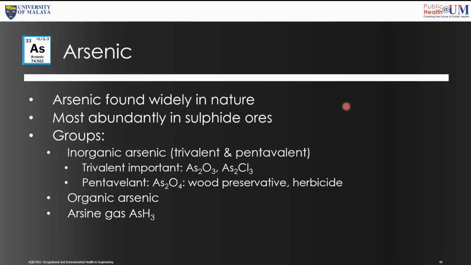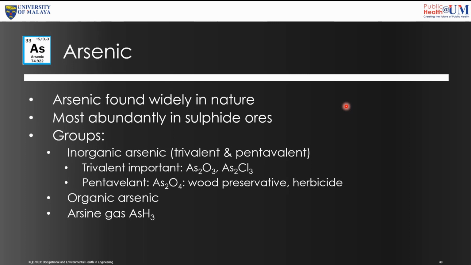Now we continue to look at arsenic. Arsenic is another metalloid, found widely in nature. It is most abundant in sulfide ores, so it is associated with sulfide. It can also be formed together with lead, as lead arsenic. It comes in three groups: inorganic arsenic, organic arsenic, and also arsine gas.